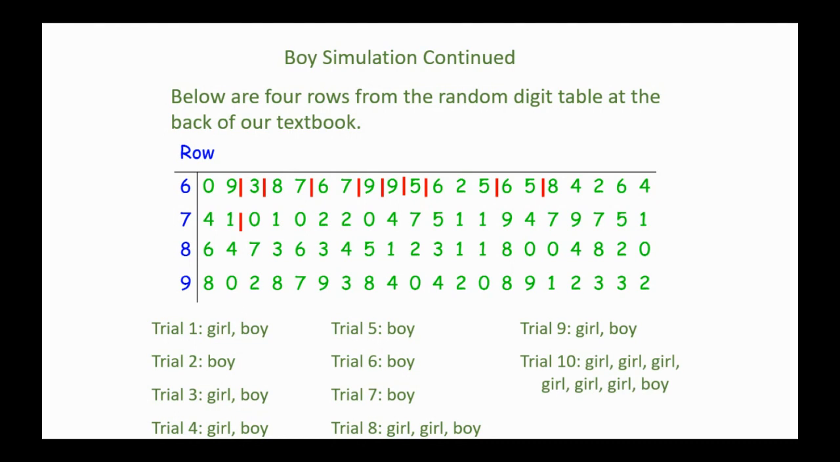Wait a second. How can you tell which one is the family? I'm confused. So what we're doing is we start at the beginning of our chart. Girls represent even numbers, boys represent odd numbers. We're going to keep going until we get a boy. And then it goes to the next family? Then you go to the next family. Okay, I got you.